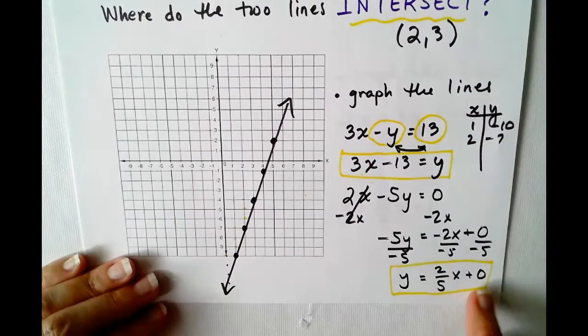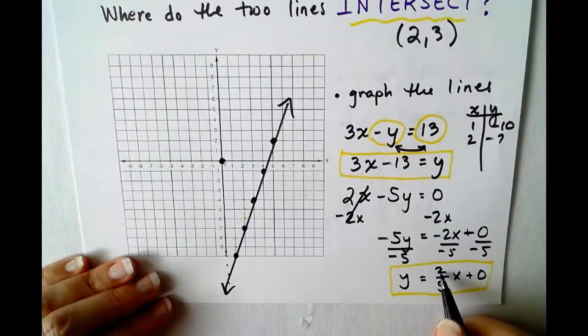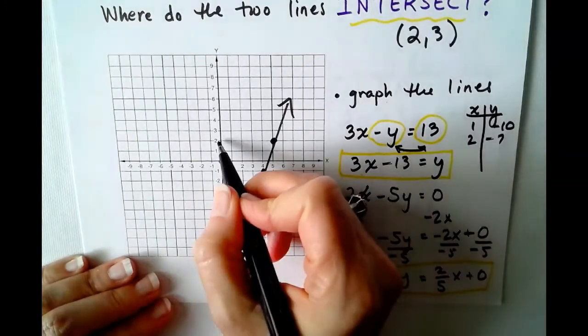Let's graph our second line. It's a little bit easier to graph. It has a y-intercept at 0, and it has a slope of 2/5, up 2 over 5.